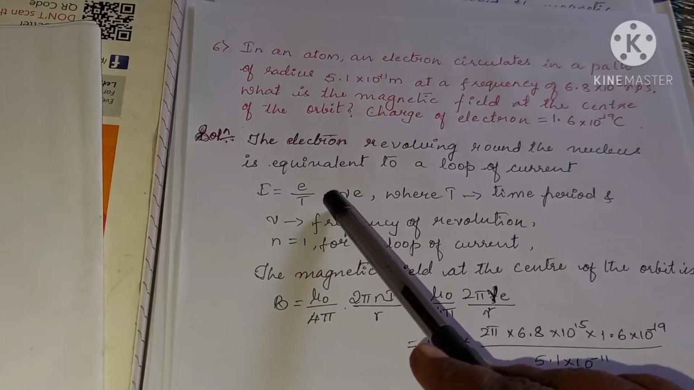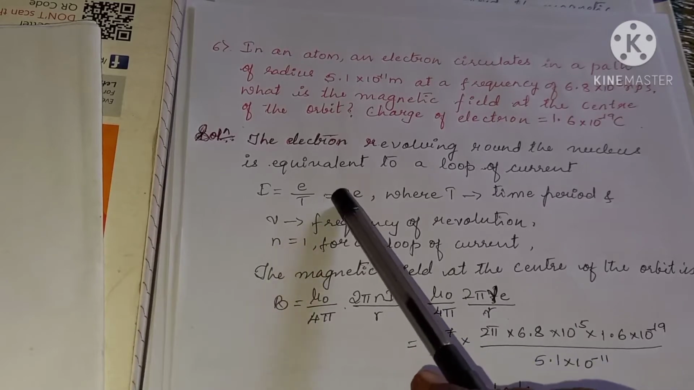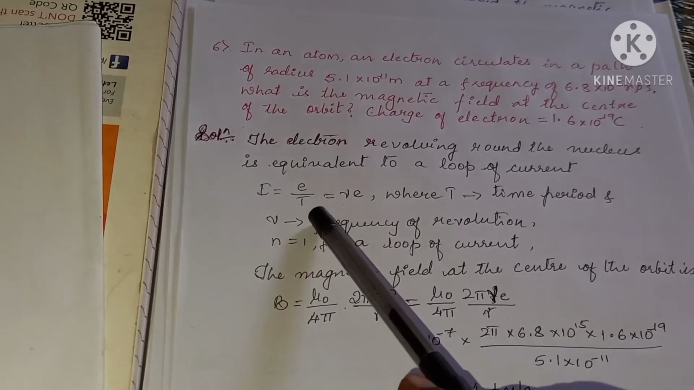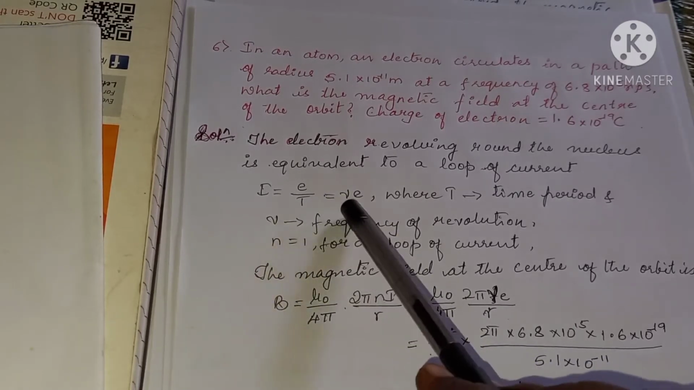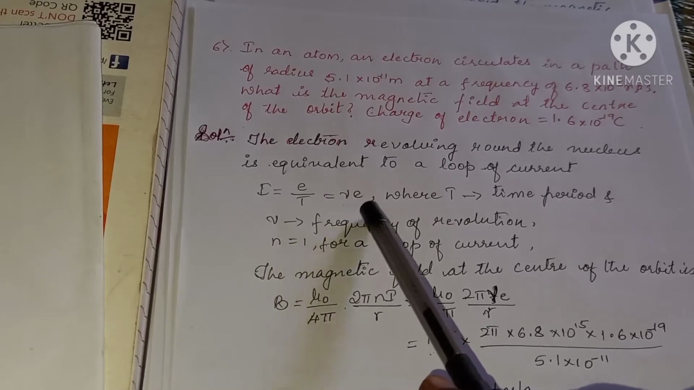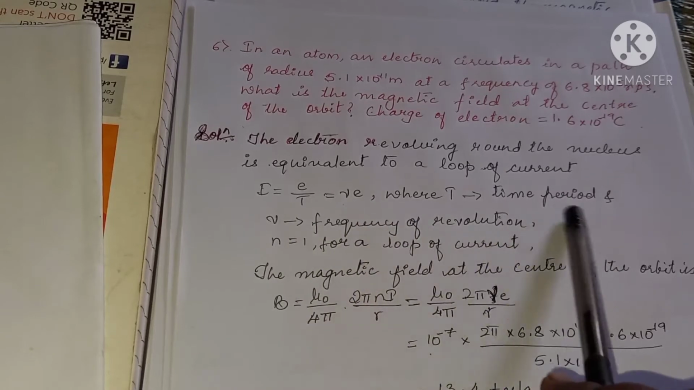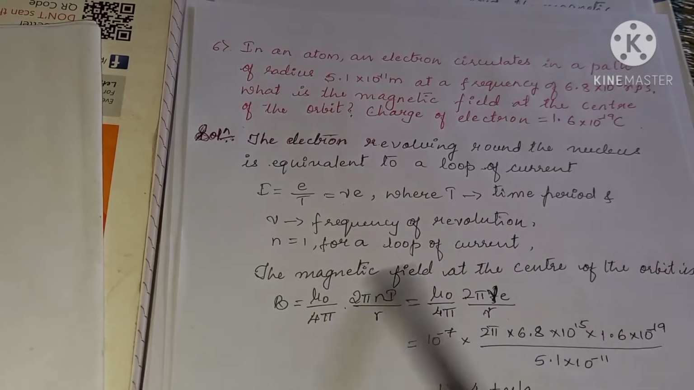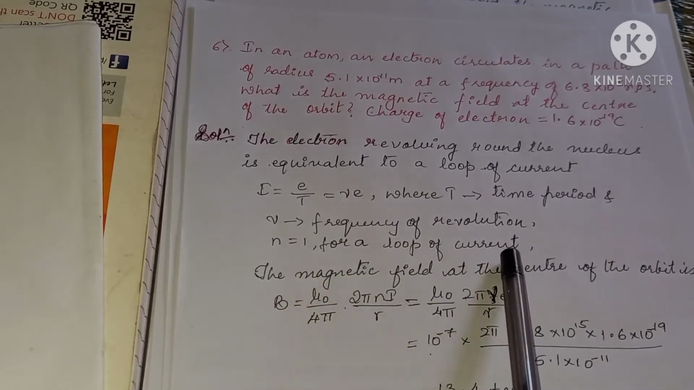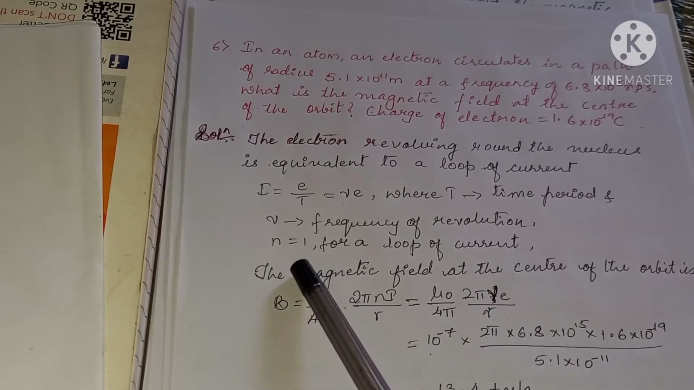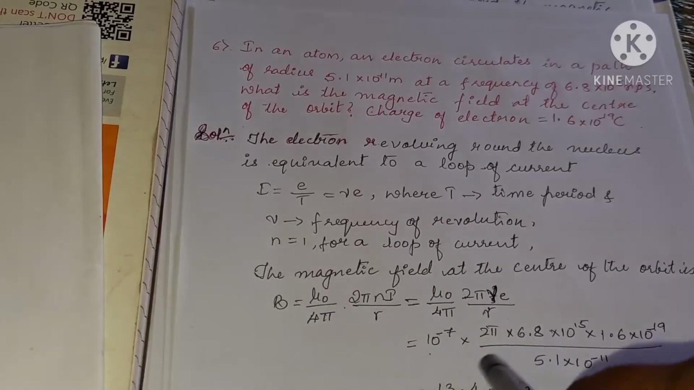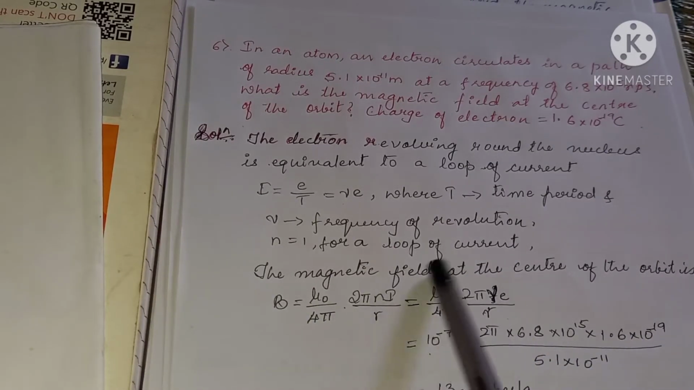Here we will take the magnitude of the charge of the electron, so e by T. 1 upon T is nothing but the frequency, so 1 by T equals nu, so I equals nu e, where T is the time period of the revolution and nu is the frequency. And here we take N as 1, because it is 1 revolution; they have not given it, so consider N as 1.